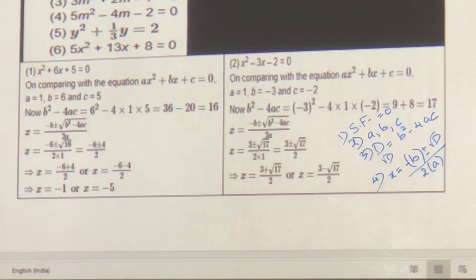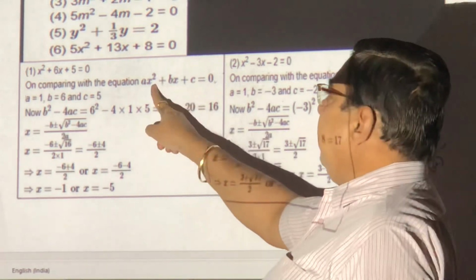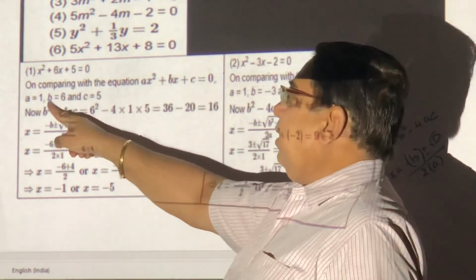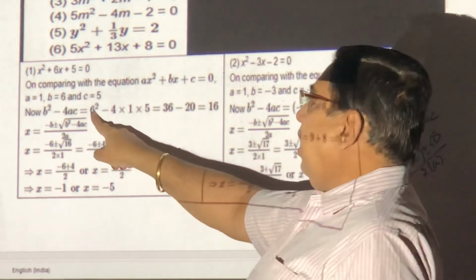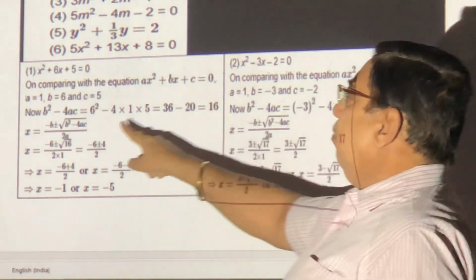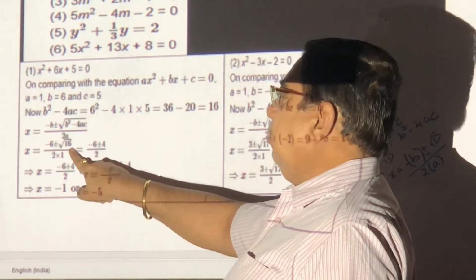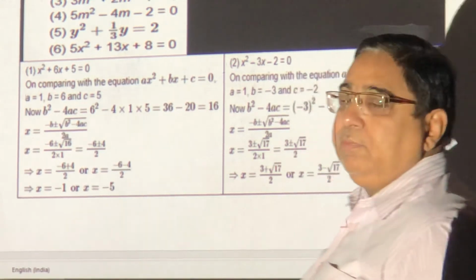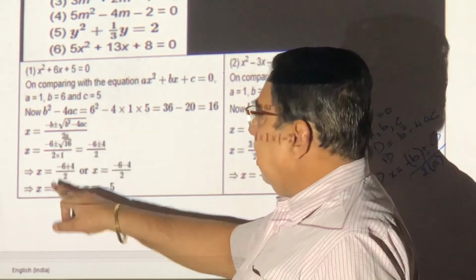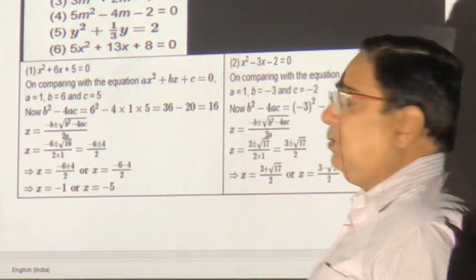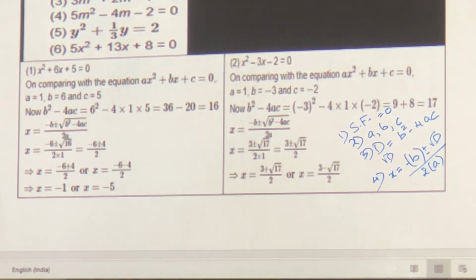So I will use this method and show you. First, I made it into standard form. Second, I got a, b, c. Third, I found b square minus 4ac. Fourth, I add root d directly. One will be plus and one will be minus. So, life becomes easy.